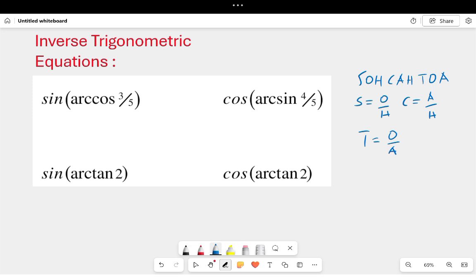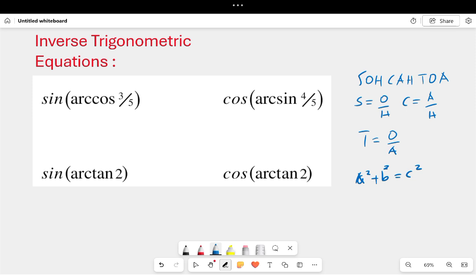So we are going to use the knowledge of Pythagoras theorem also, which is a squared plus b squared is equal to c squared. Let me use small letters. a squared plus b squared is equal to c squared. All right. Now, we want to solve the first one.